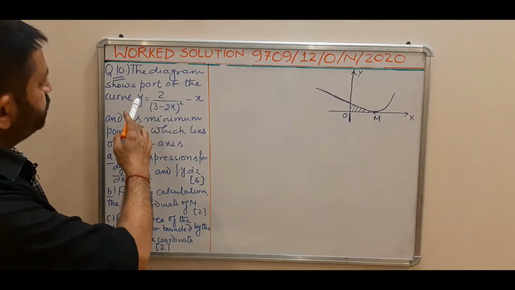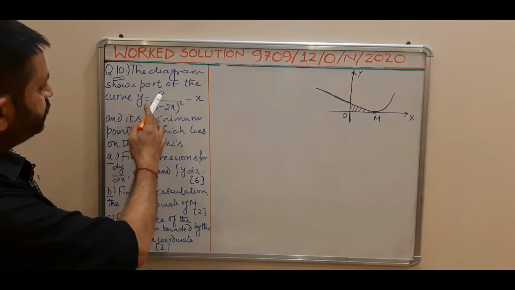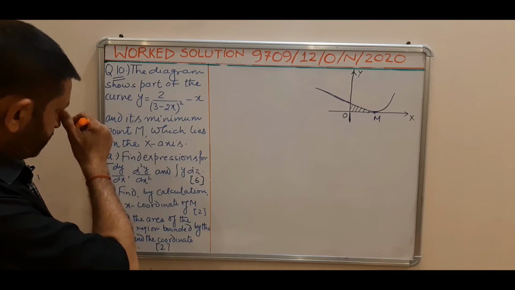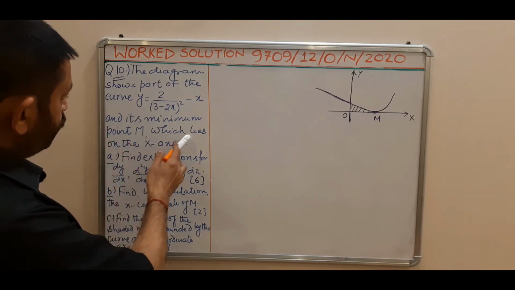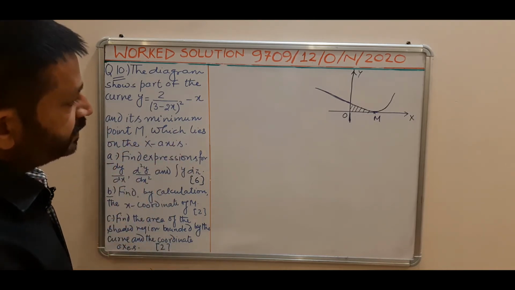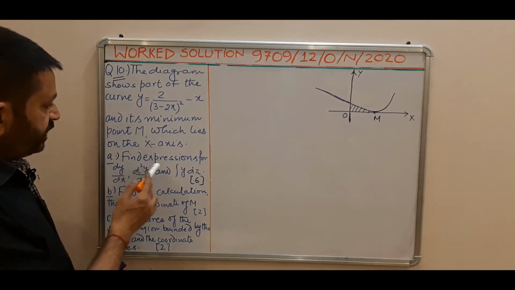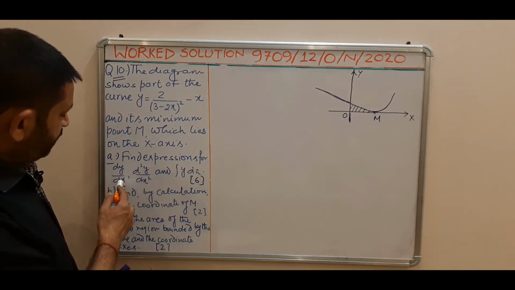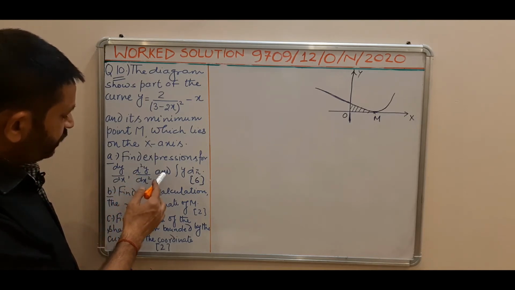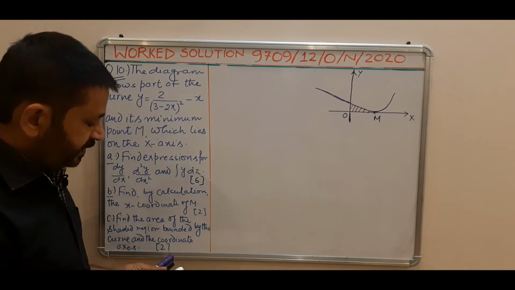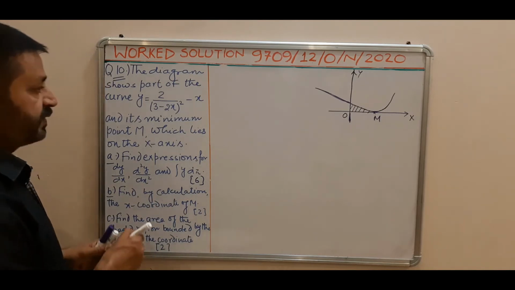Question number 10. The diagram shows part of the curve y is equal to 2 upon (3 minus 2x) whole square minus x and its minimum point M, which lies on the x-axis. This figure is given. Now A part is: find expressions for dy by dx, d2y upon dx square and the integral of y dx. This A part carries 6 marks. So we'll start with this.